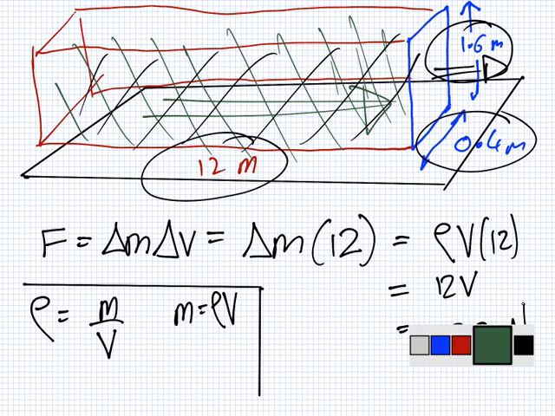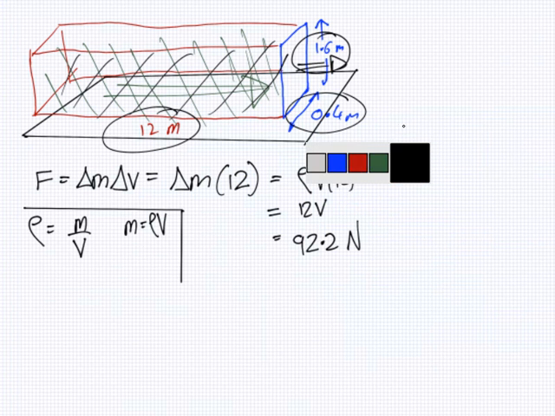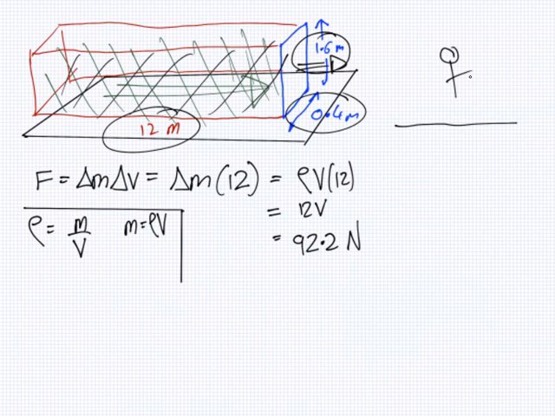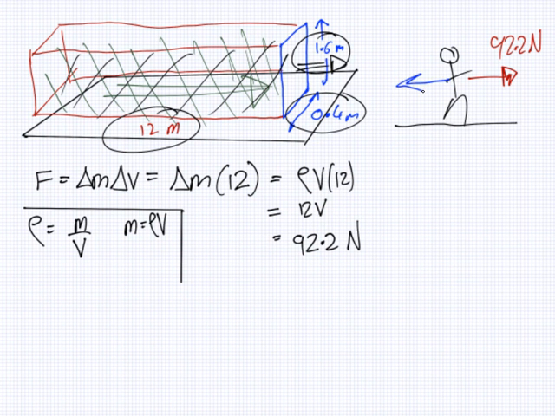So if I just kind of draw what's happening, here is our student. How much force is blowing him backwards? 92.2 newtons. If he doesn't fall down, it's because he is pushing forward with how much force? 92.2 newtons at a constant speed or at rest. Yeah. So you've worked out how much force the student is exerting to prevent the wind from blowing him down.